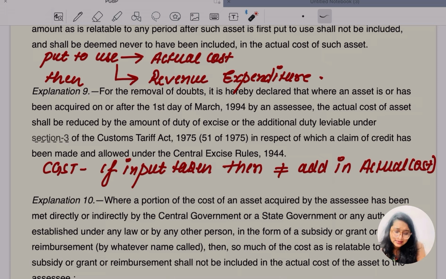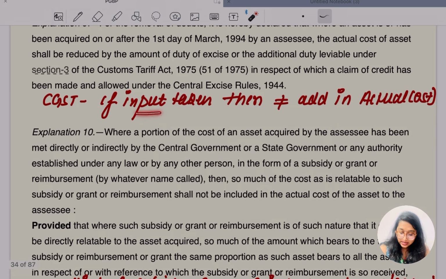Okay, so what about the CGST वाला part? कुछ याद है क्या? Excise duty कुछ ऐसा था क्या? हाँ, explanation 9 says that it is hereby declared that where the asset is acquired after 1st day of March 1994 by the SSC, the actual cost of asset shall be reduced by the amount of duty of excise or additional duty under custom, ठीक है. Okay, remember what I told you, custom duty वाला, if the input credit is claimed, फिर नहीं मिलेगा कुछ, ठीक है. So this is what we already discussed. If the input is taken, then it's not going to be added in the actual cost, ठीक है.